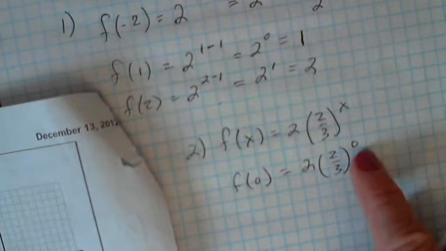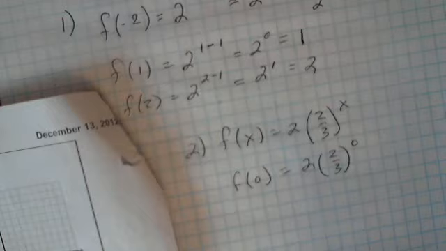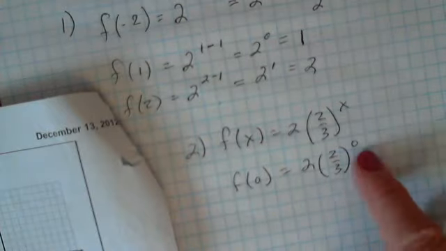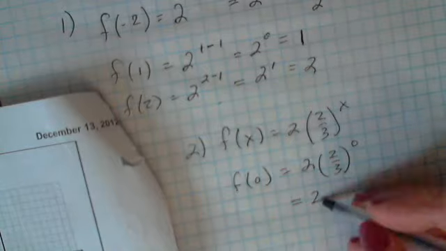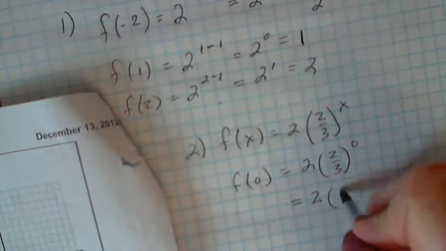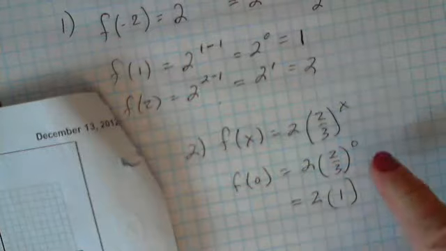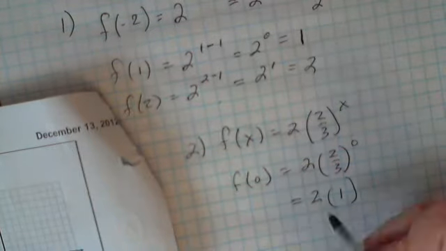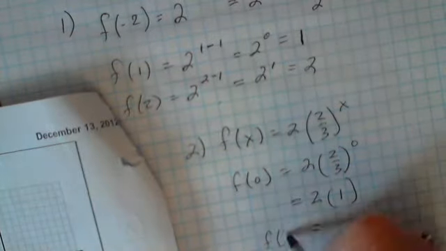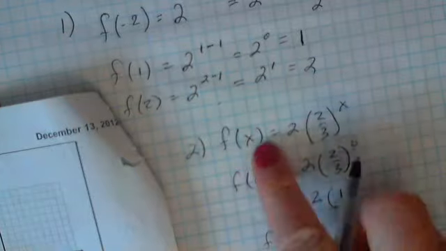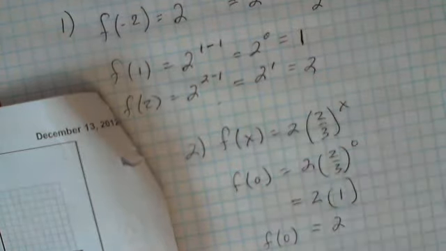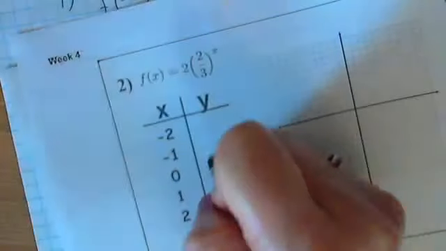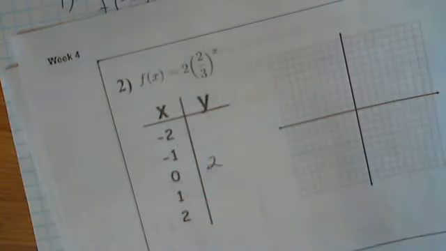So any number to the 0 power is what? Do you remember? Any number to the 0 power is 1. So this just becomes this same 2 here, but times 1. Not 2/3 to the 1 power, just 1. And so the answer of f of 0 in this function is simply 2. So I can go back to my t-table and give the output y is 2.